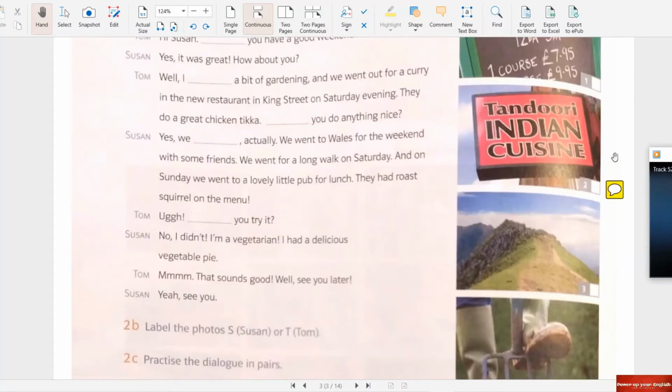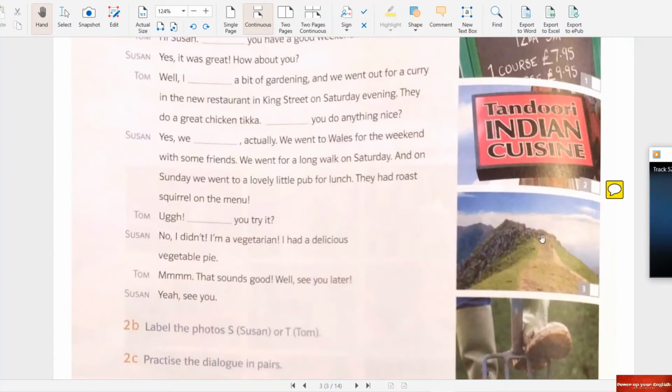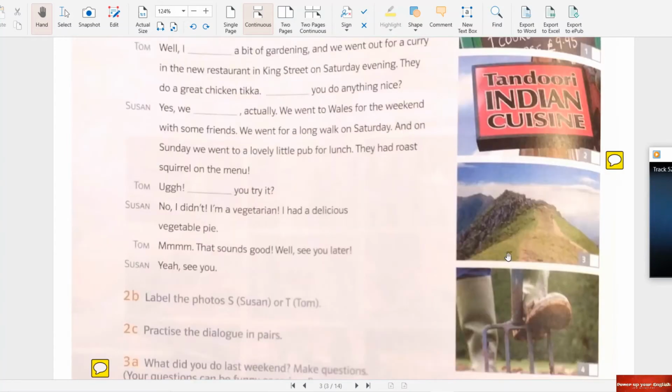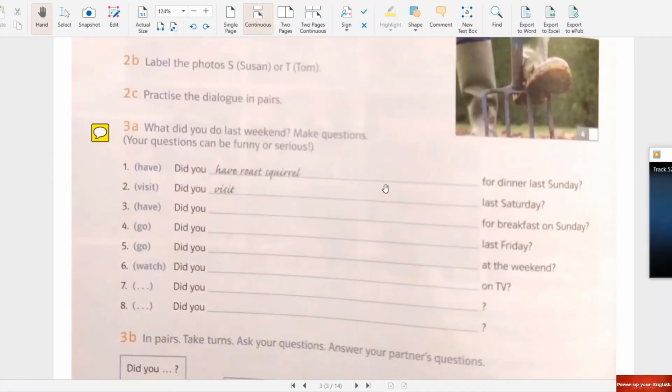So I want to know who went for a traditional Sunday roast, who went to the Indian to have curry, who instead had a very nice walk, hiking, and who did the gardening. So of course it was Susan, Tom, Susan, and Tom. Very good. Now, here, what do we need to do?